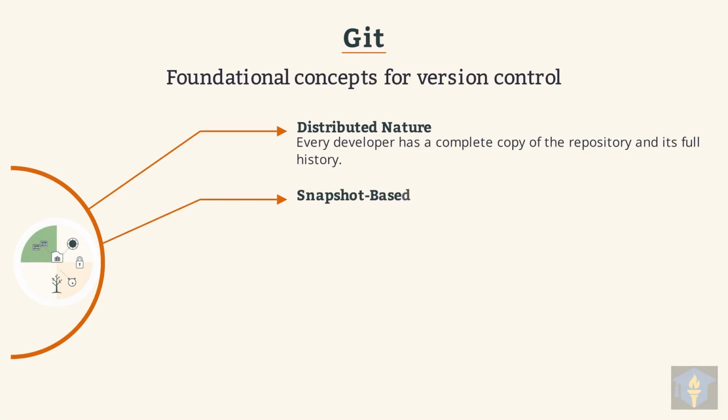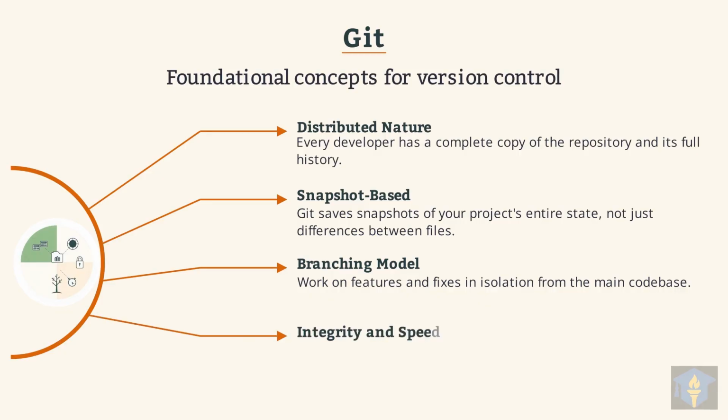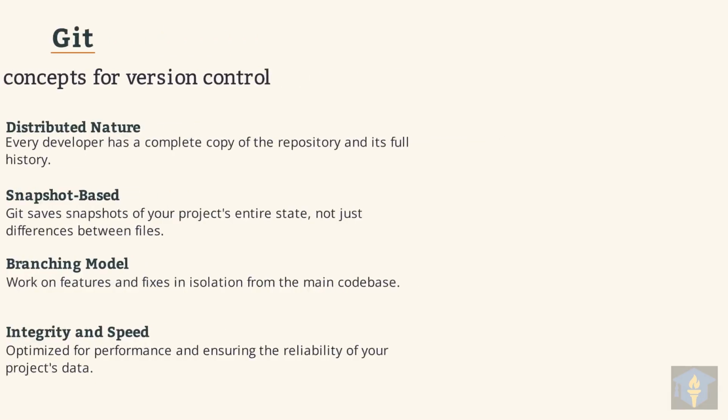Another important concept is that Git is snapshot-based, not just difference-based. Instead of just saving differences, Git saves snapshots of your project's entire state at each commit. The branching model is also a fundamental and powerful feature in Git. It allows you to work on new features or fixes in isolation, separate from the main codebase. Lastly, Git is highly valued for its integrity and remarkable speed. It's optimized for performance and ensures the reliability and security of your project's valuable data.